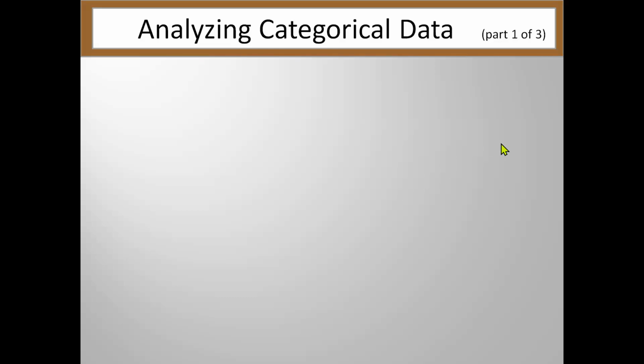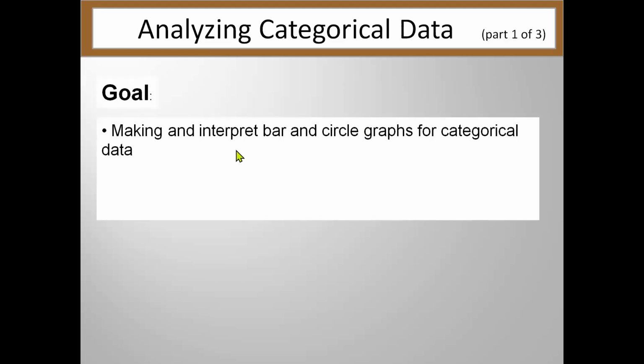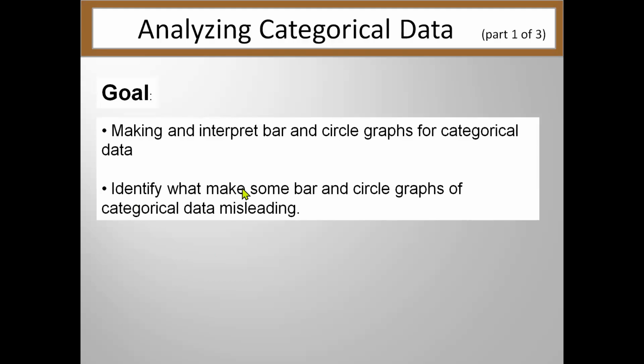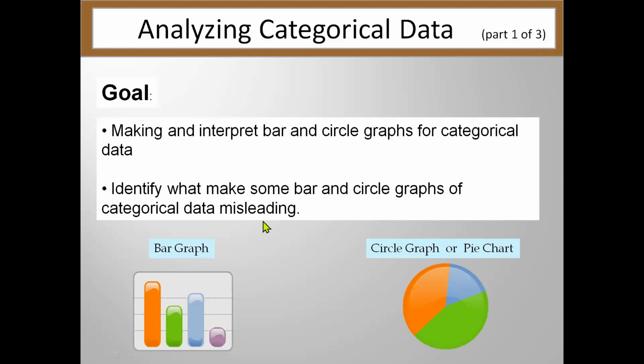Here we go again. This is going to be part 1 of 3, analyzing categorical data. Our goal is making and interpreting bar graphs and circle graphs for categorical data. We're going to identify what makes bar graphs and circle graphs of categorical data misleading. We'll have to cover some foundational definitions.